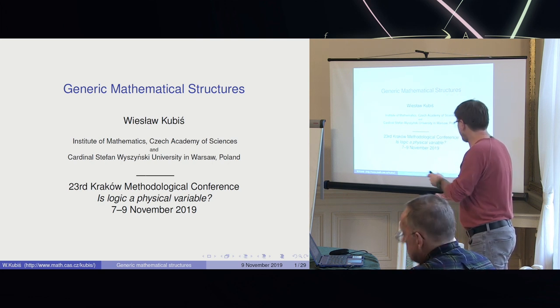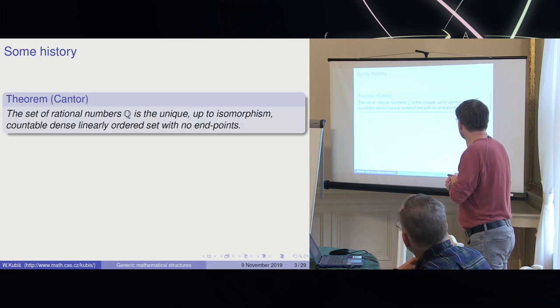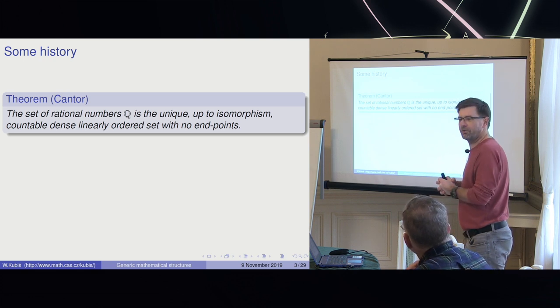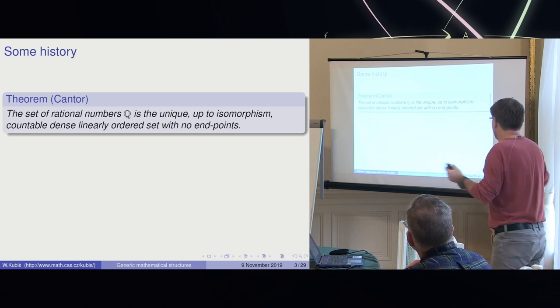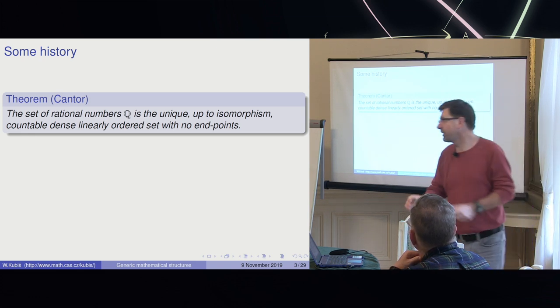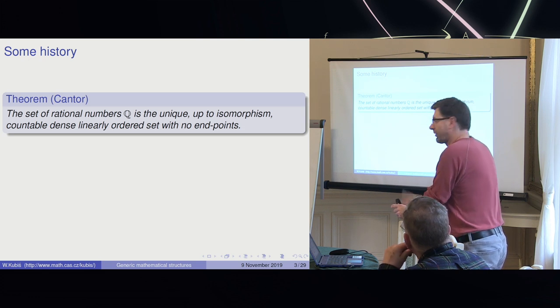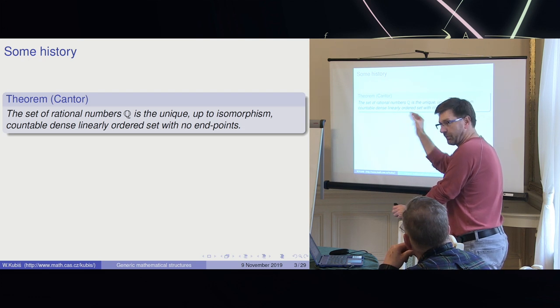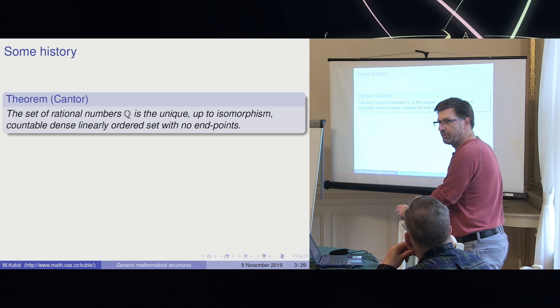In general, this is some old topic, so I start with some history. Well, it goes back to Cantor, I would say. Something which everybody knows, or at least everybody who studied some mathematics. The set of rational numbers is uniquely determined by these properties. Dense means between every two points you have at least one more point, so infinitely many. No maximum, no minimum.